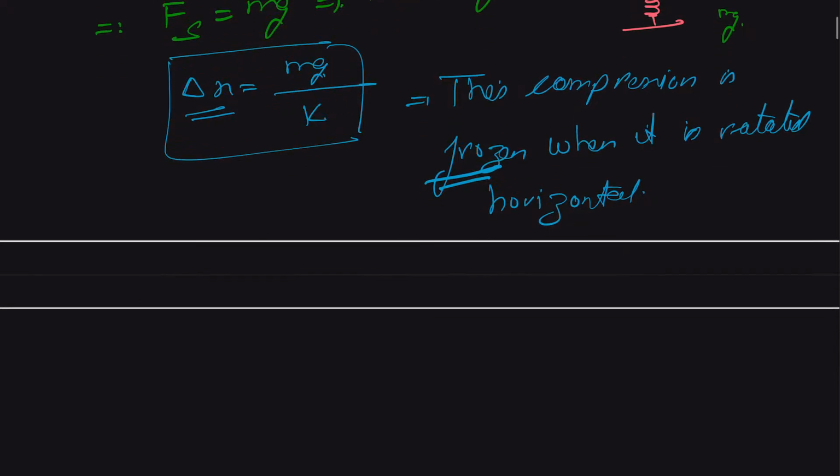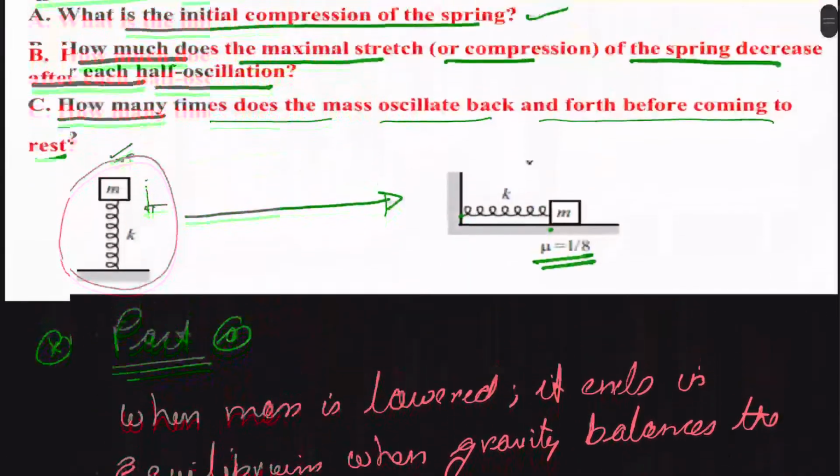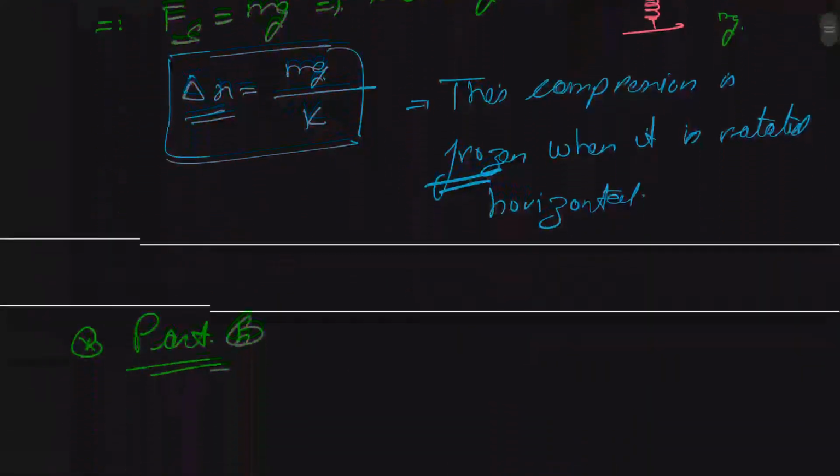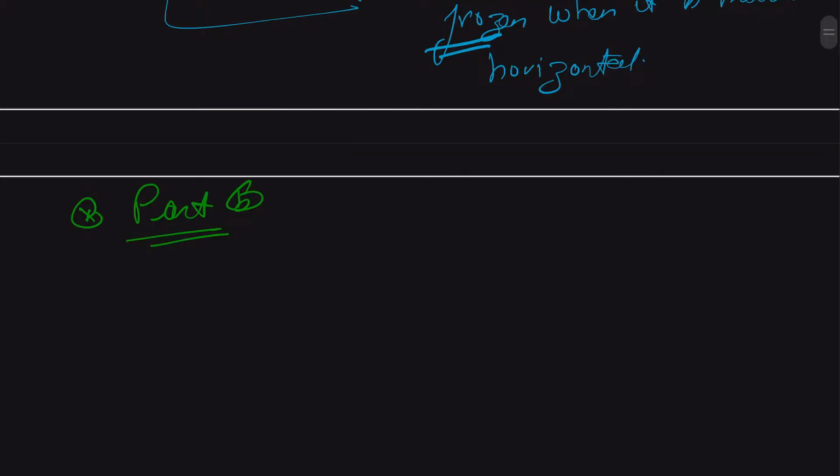Now we come to our part B. Part B asks for how much the maximum stretch or compression of the spring decreases in each half oscillation. We have to make sure that it is in each half oscillation. For that we are going to use the concept of the energy stored in the spring, and a little bit of minor adjustment with respect to the friction also. Let's start with energy first.